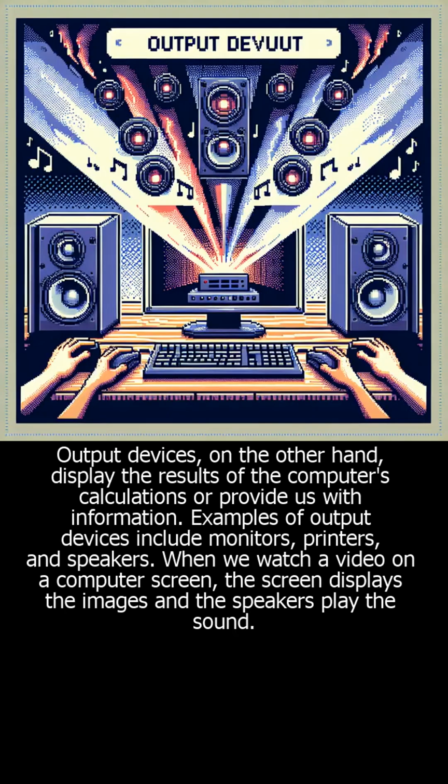Output devices, on the other hand, display the results of the computer's calculations or provide us with information. Examples of output devices include monitors, printers, and speakers. When we watch a video on a computer screen, the screen displays the images and the speakers play the sound.